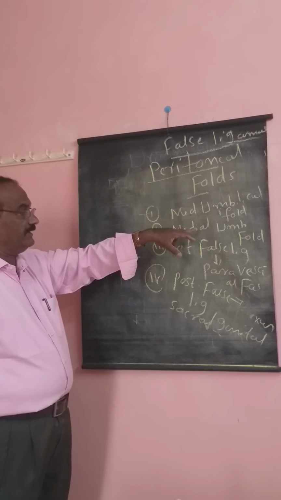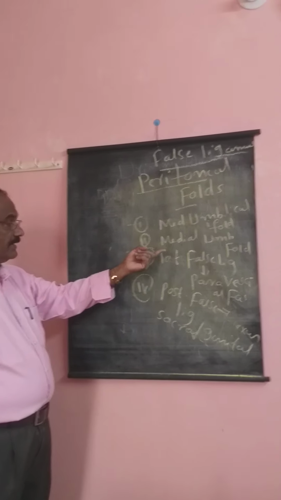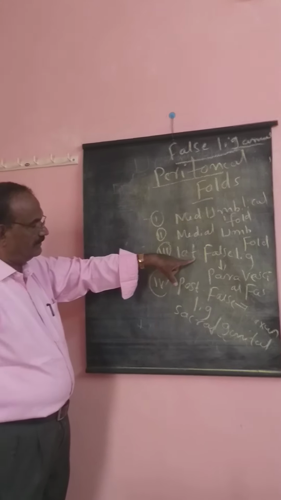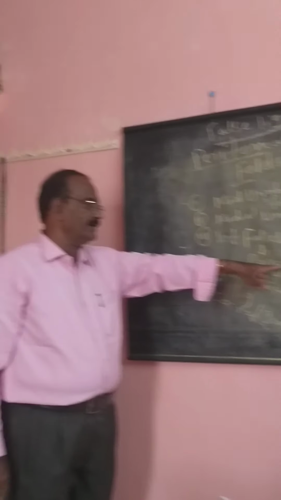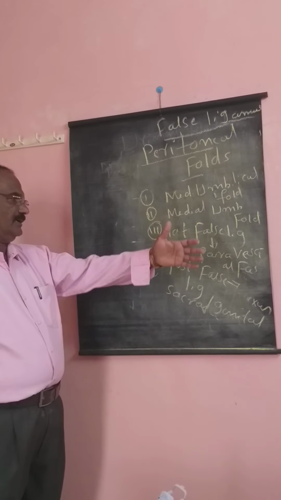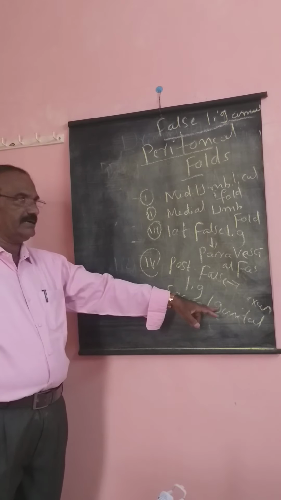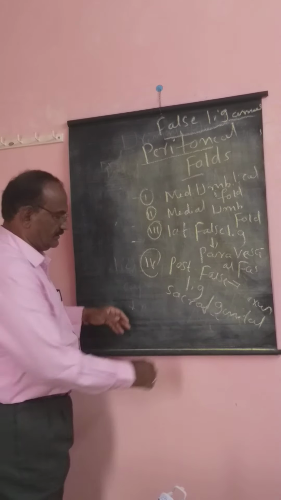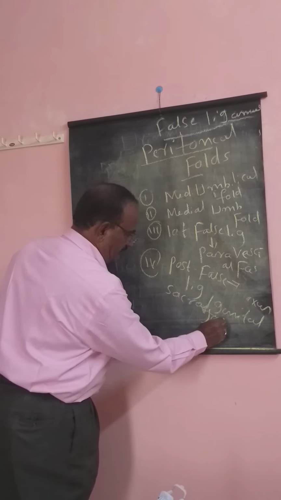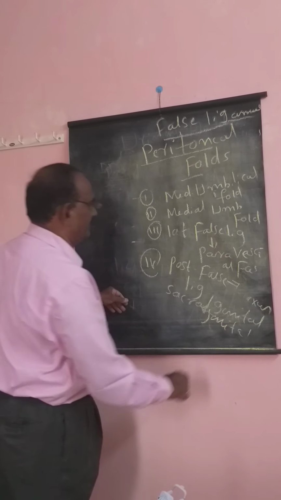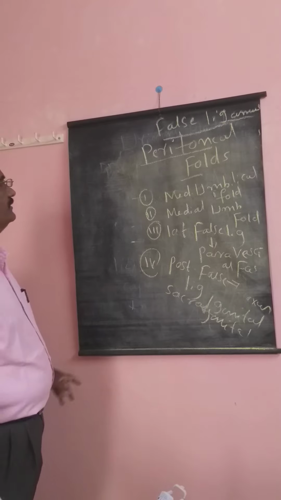The median false ligament is the medial umbilical fold. The lateral false ligament goes to the paravascular fascia. Para means adjacent. The posterior false ligament goes to the sacrogenital area, posteriorly. These are the four false ligaments.